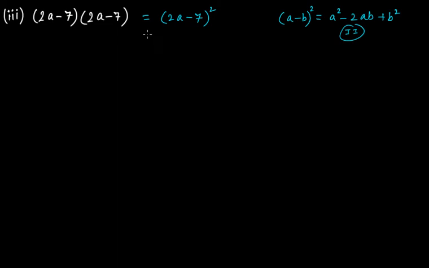So 2a squared minus 2 multiplied by 2a multiplied by 7, then plus 7 squared. This is 4a squared, then minus 2 times 2 is 4 times 7 is 28a and plus 49.